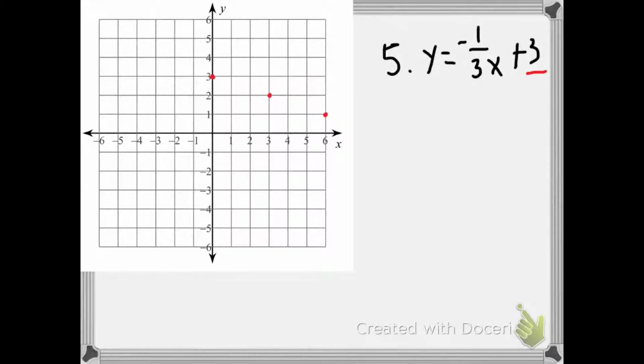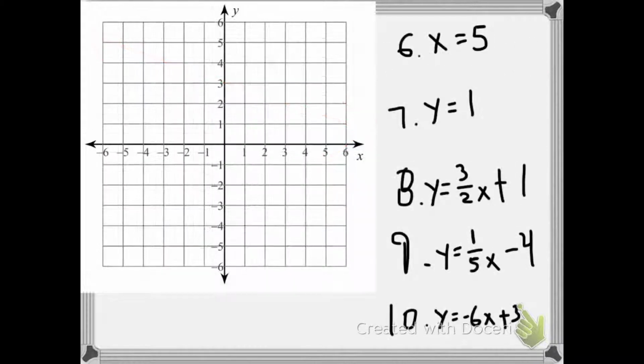So up 1, 1, 2, 3. And then you can go up 1 again and 3 to the left. 1, 1, 2, 3. And then you just connect the line again. So try to make it as straight as possible. And then go ahead and draw your arrows. And that's your line. Try graphing these 5 problems on your own.